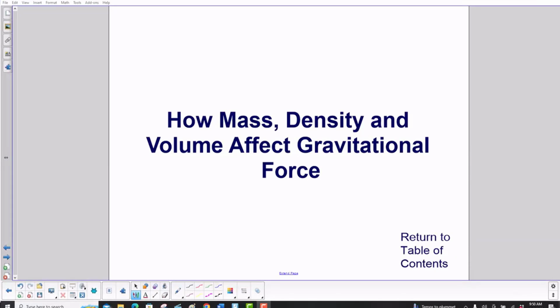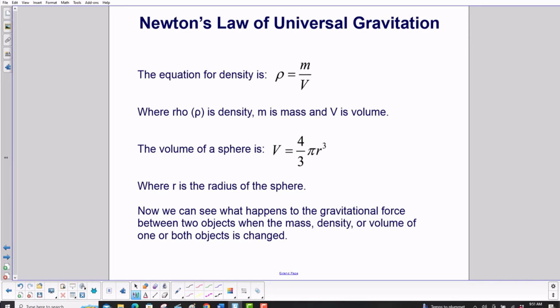How mass, density, and volume affect gravitational force. The equation for density is ρ equals mass over volume. Density is ρ, here's your mass, and here's volume. The volume of a sphere is 4/3 pi r cubed, where r is the radius of the sphere.